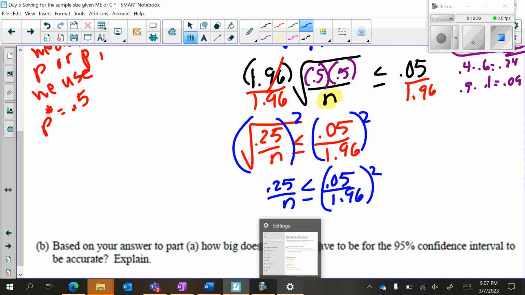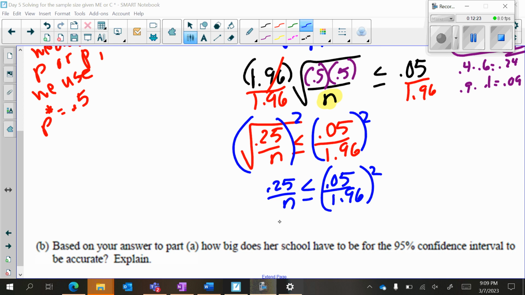All right, so I put this in my calculator, and I got 0.05 divided by 1.96 squared. I got 0.00065077, blah, blah, blah. Okay, just write it all out. Don't round it. So now this is going to be 0.25 divided by n is less than or equal to this number. So my next advice would be multiply both sides by n to get that n out of the denominator.